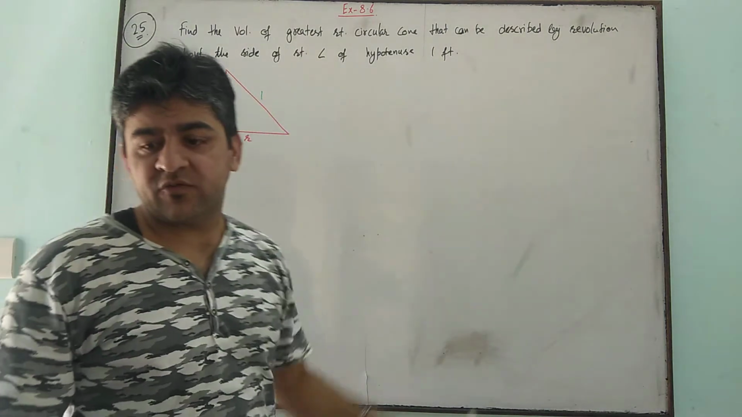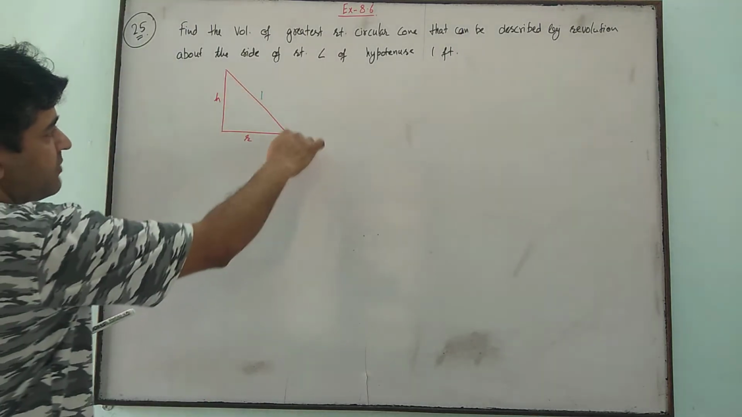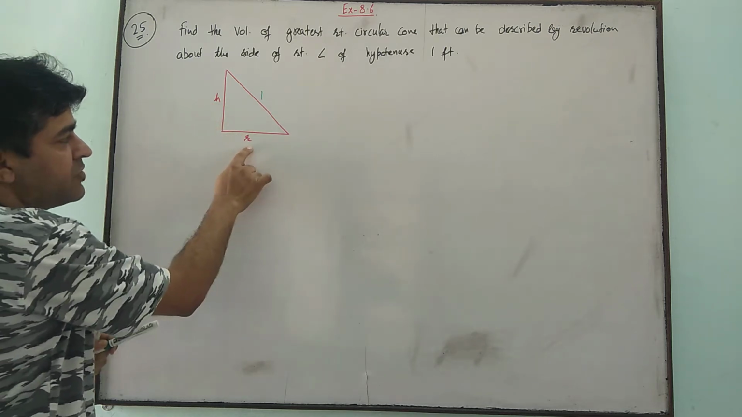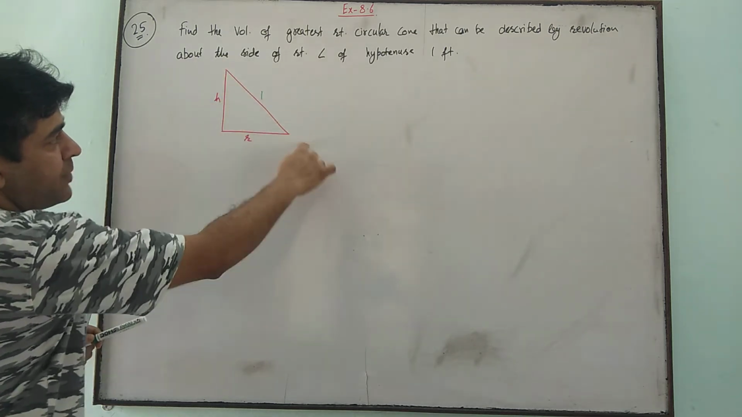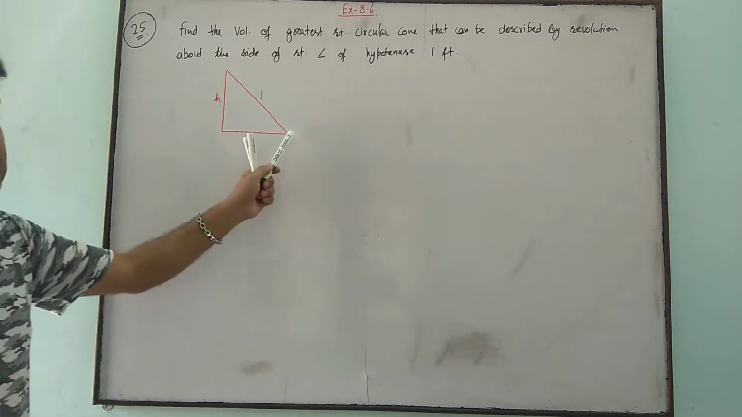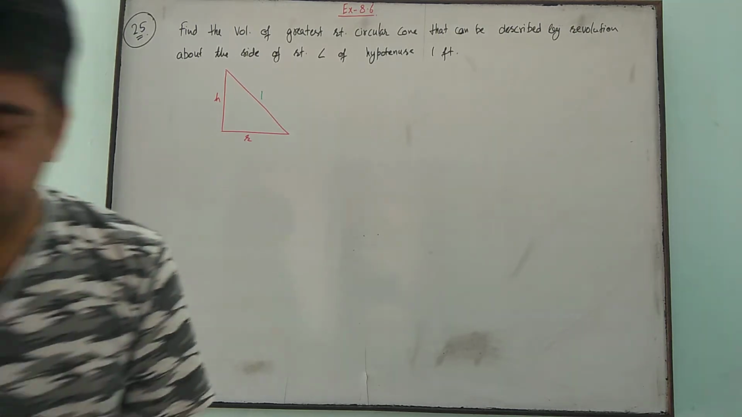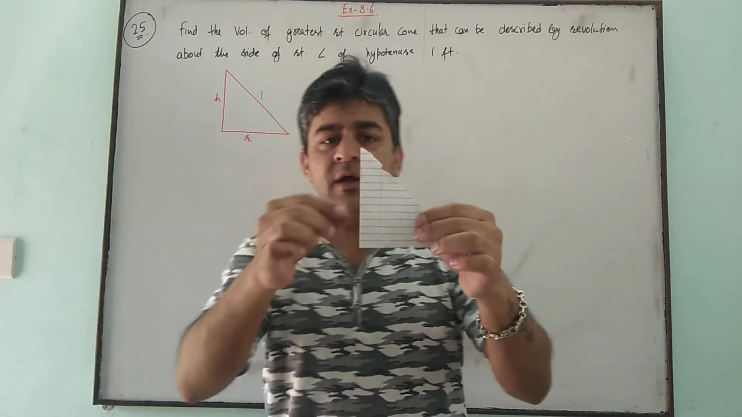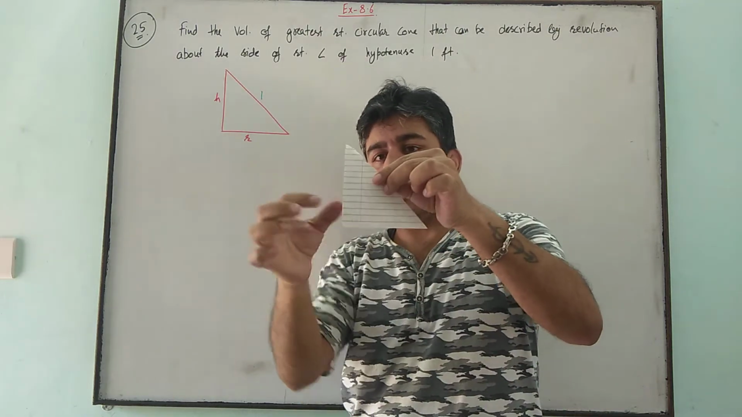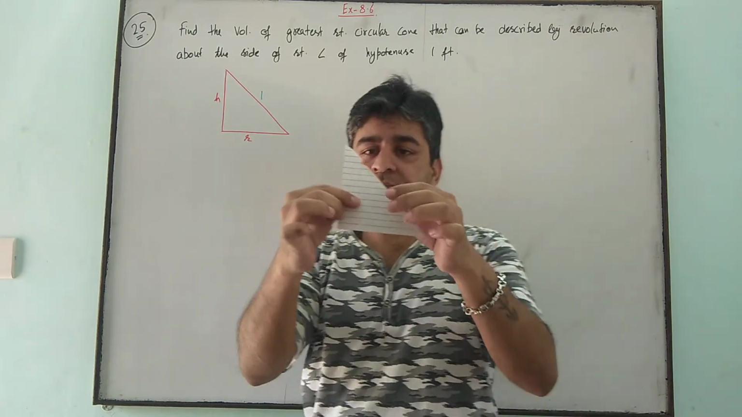triangle of hypotenuse 1 feet. So we have taken a right angle triangle, its sides are h and r, and its hypotenuse is fixed, given as 1. So the hypotenuse is constant. Now see how to make a cone. We have taken this right angle triangle where this is h, this is r, and this hypotenuse is constant, 1 unit, 1 feet.